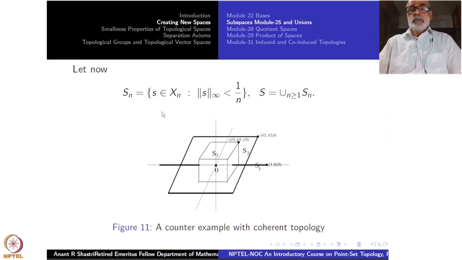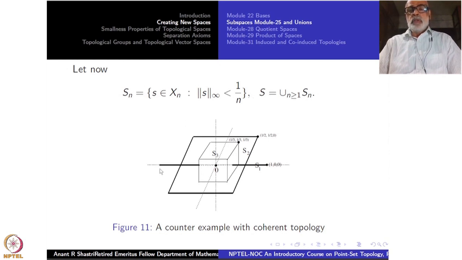Okay, so look at this one. This is an open subset of Xn because the modulus is strictly less than 1 by n. So I have taken the union of these open subsets here. How does it look? If you look at X1, which is the real numbers, it is the open interval from minus 1 to plus 1.